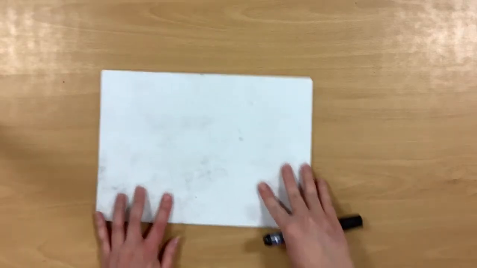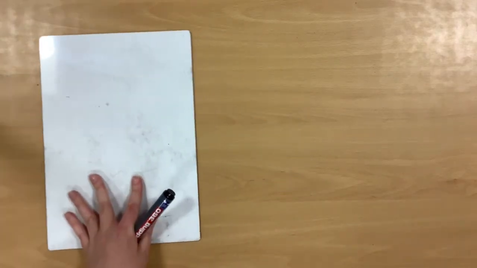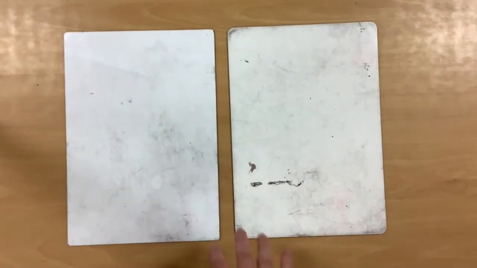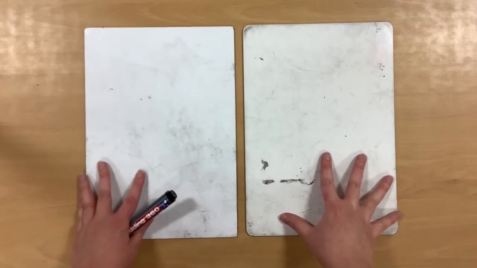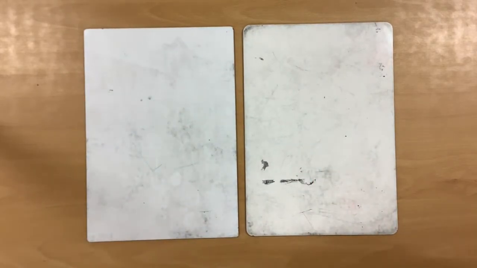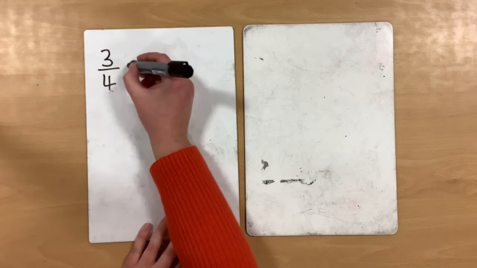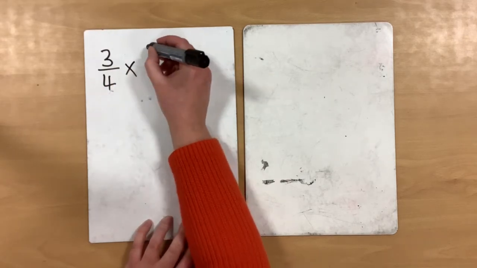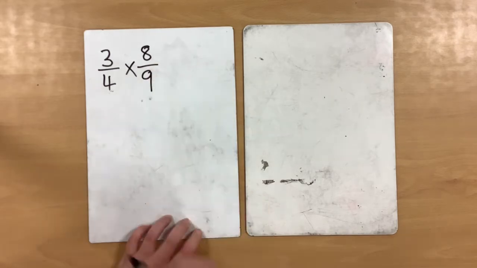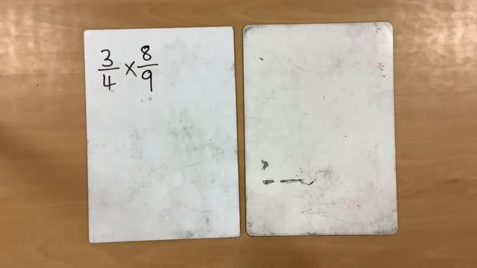So I'm going to show you now 2 methods that you can use to find the product of proper fractions. Okay, so I'm going to do method 1 on this board and method 2 on this board. Okay, and hopefully this will then help you later on in the maths lesson. Okay, so we're going to have a go at looking at 3/4 multiplied by 8/9.